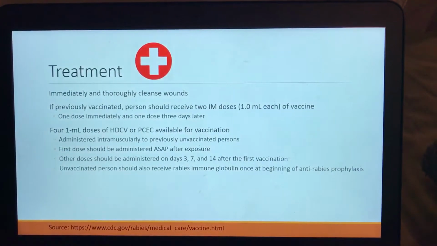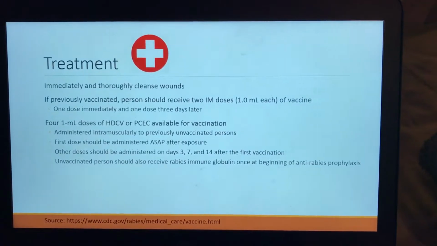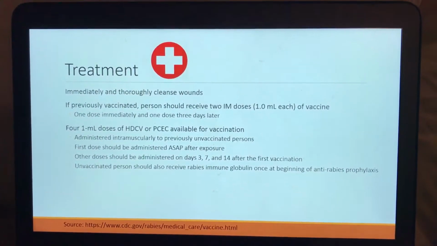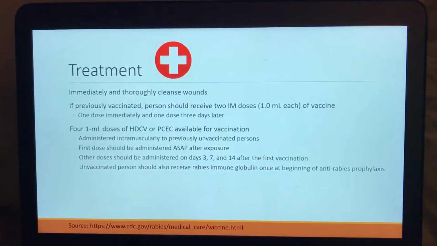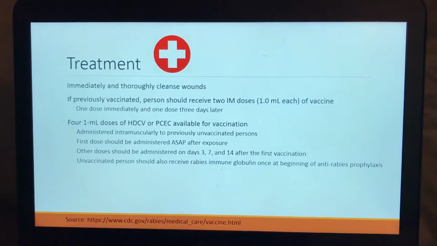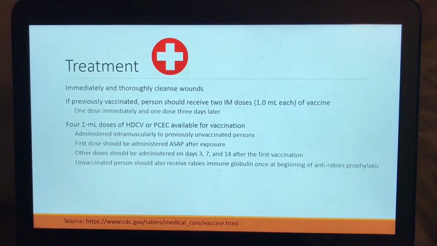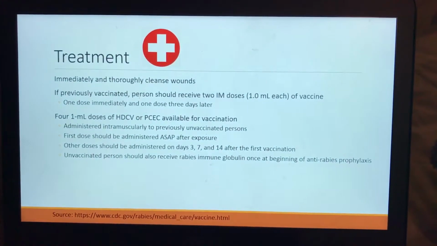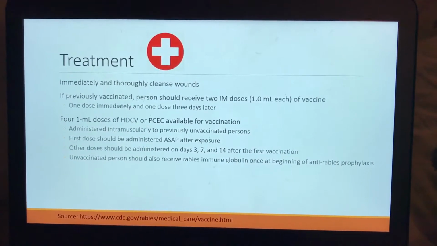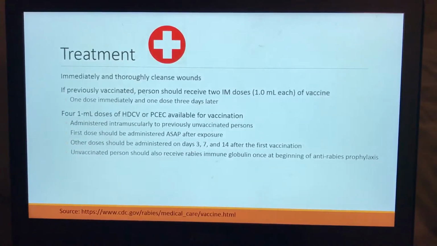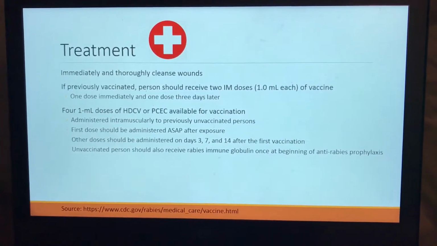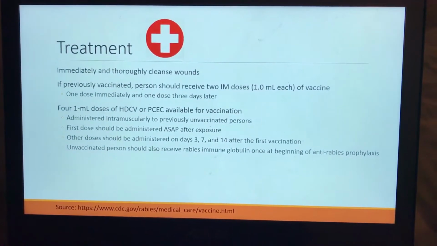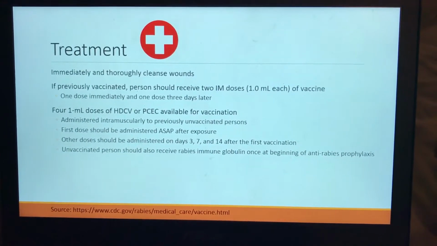Treatment begins with immediately and thoroughly cleansing the wounds, and this is for whether the person that was infected had previously been vaccinated or not. If that person was previously vaccinated, the next step should be to receive 2 IM doses at 1 milliliter each of the vaccine for rabies. 1 dose would come immediately after the infection was encountered, and the other dose would be 3 days later.